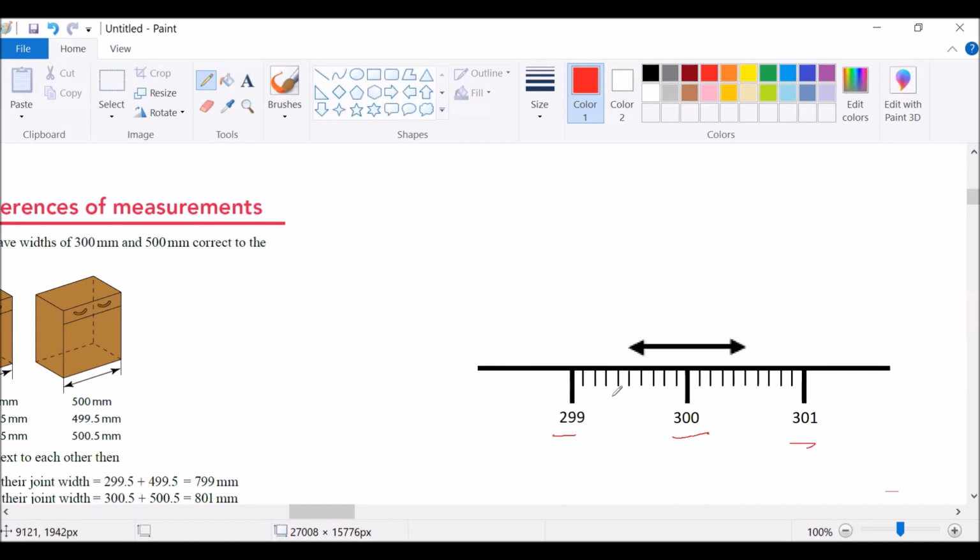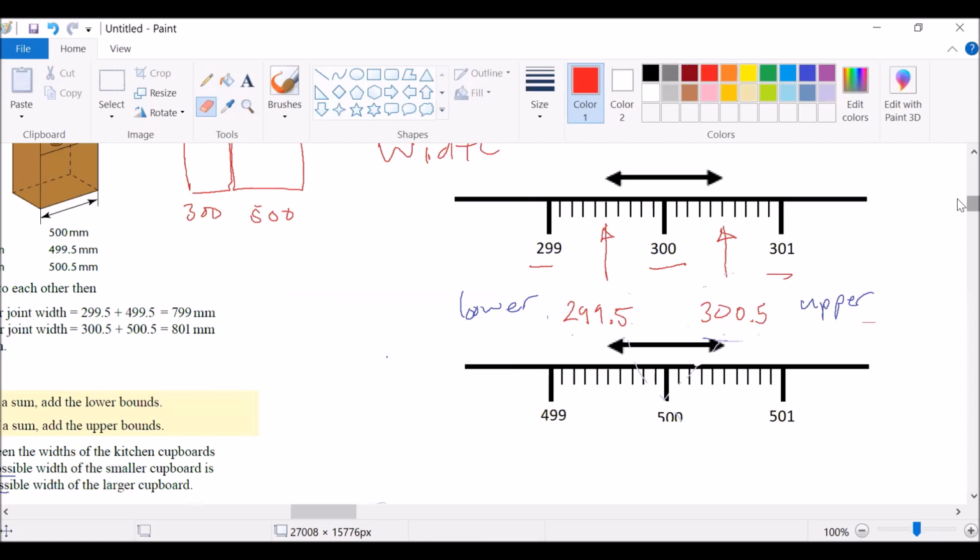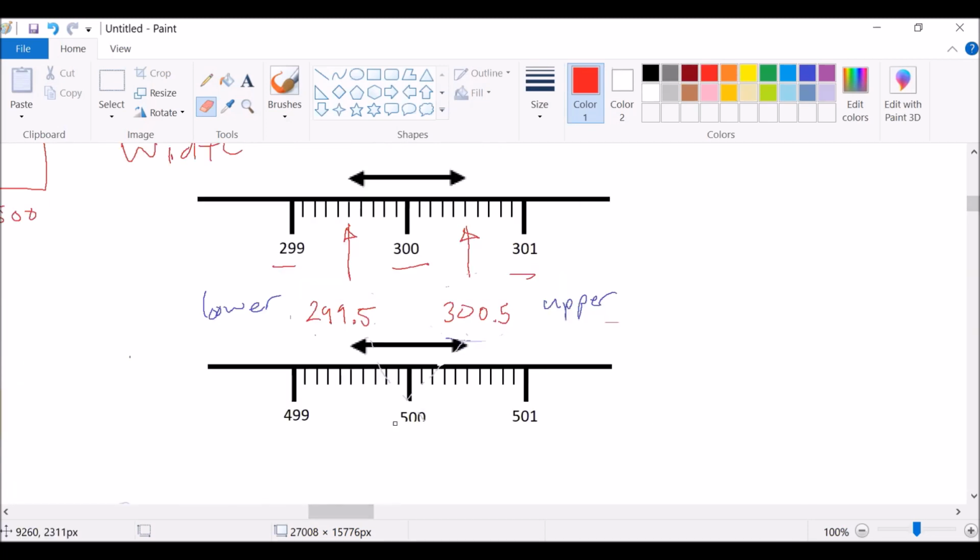Halfway between 299 and 300 is 299.5. And halfway between 300 and 301 is 300.5. Now that is for the 300 millimeter wide cupboard. Now let us consider the 500 millimeter wide cupboard.